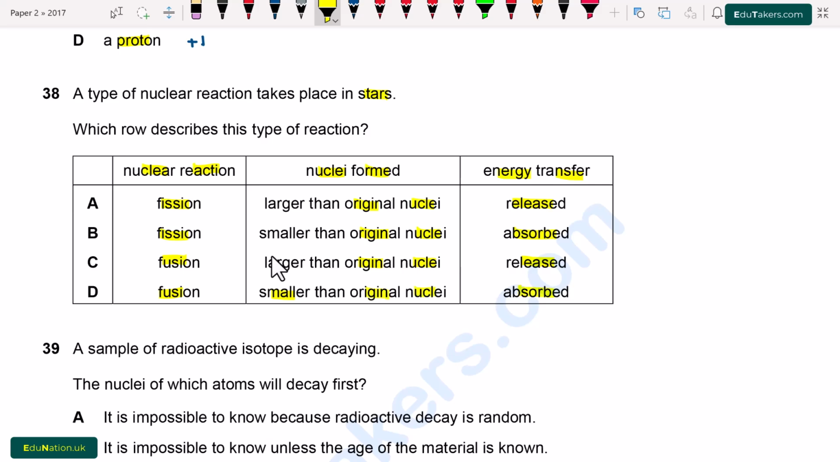So the fusion reaction takes place in the star and a large amount of energy is released. And in the fusion reaction, small nuclei combine to form a larger nucleus. It means that the nuclei which is formed is larger than the original one. From here, option C is correct.